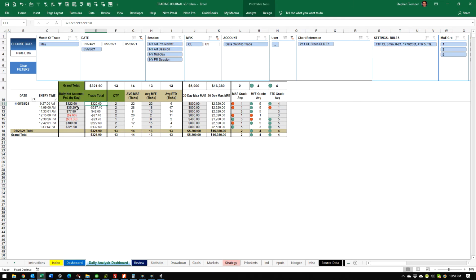So the first trade is a winner. Second trade is a loser. Third trade's a little winner, and then a little loser, and then a little loser, and then positive. It ends the day there.